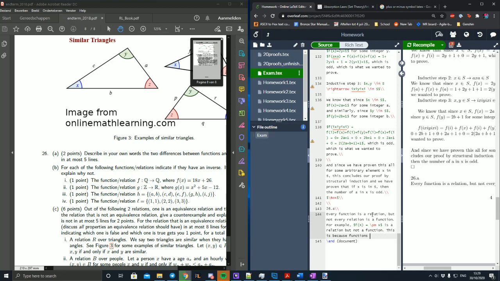Yeah. This is because functions can only have one output per input, while relations do not have that constraint. Yeah, okay. B.